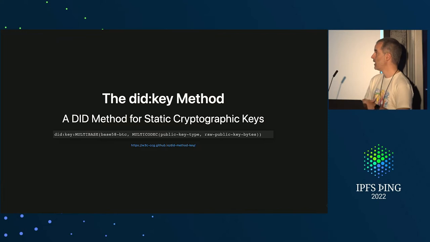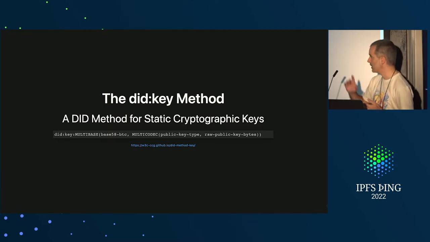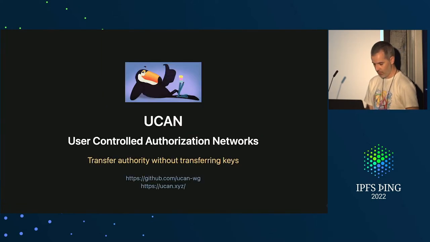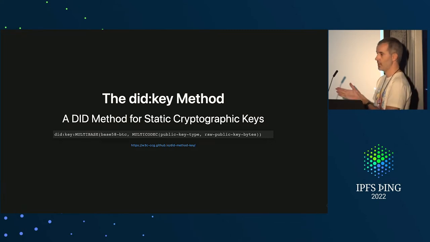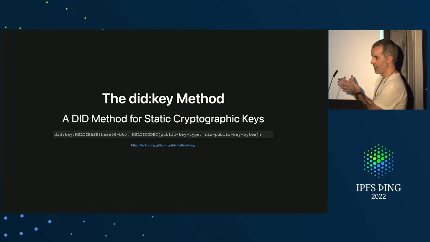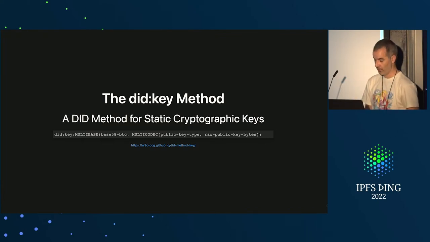For now, we are focusing on the ID key method. This is one example of how that works. Stuff that you probably already know, like multibase and multicodec, are all in there. This is basically a public key identifier. And some considerations around this method, around security and around privacy, can be addressed with the stuff that I'm going to talk about right after, which is UCANs. Stuff around revocation and even rotation can be dealt with. So the two pair up really well.